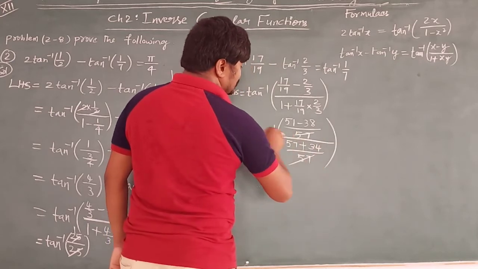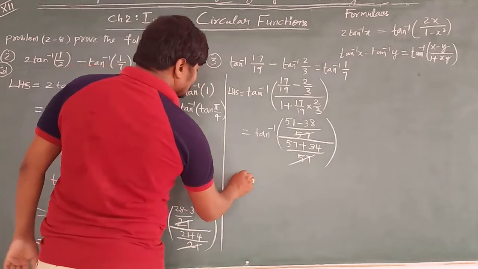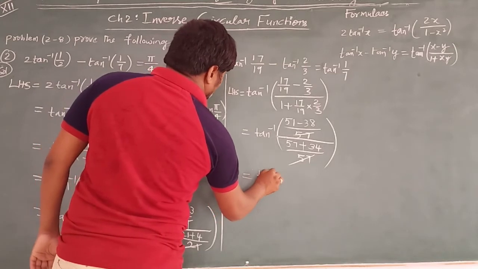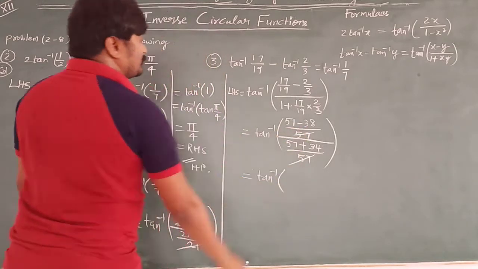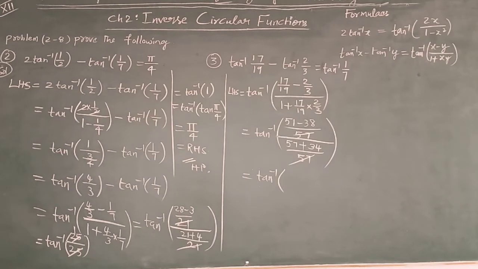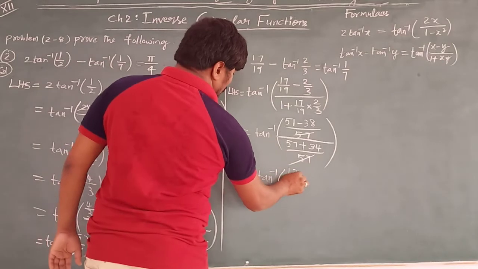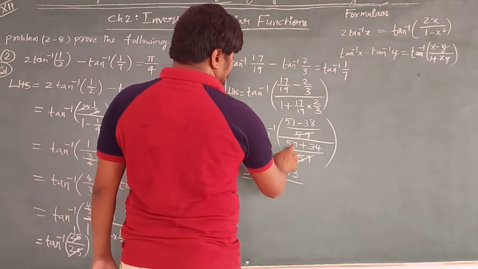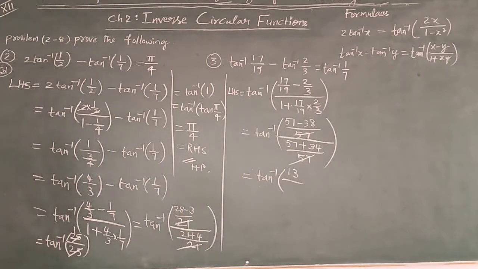The denominators 57, 57 cancel. Then you get tan inverse. What is 51 minus 38? 51 minus 38 is 13. And here 57 plus 34 is nothing but 91.